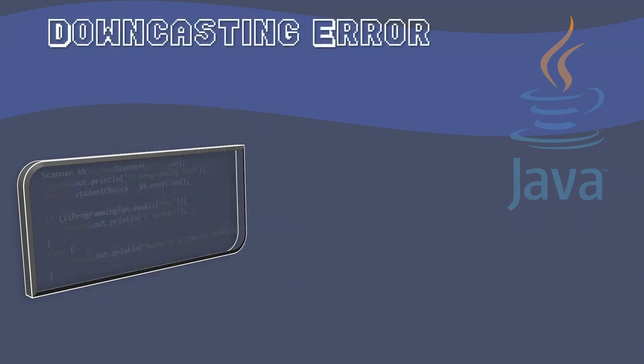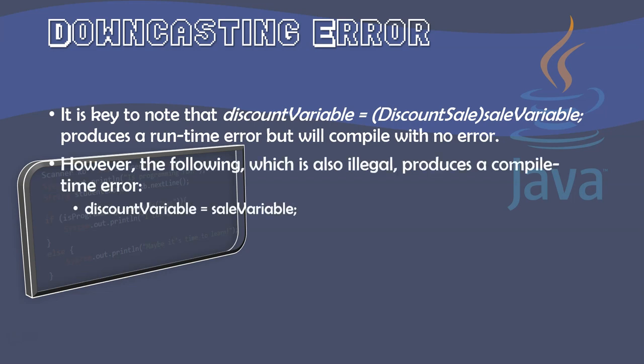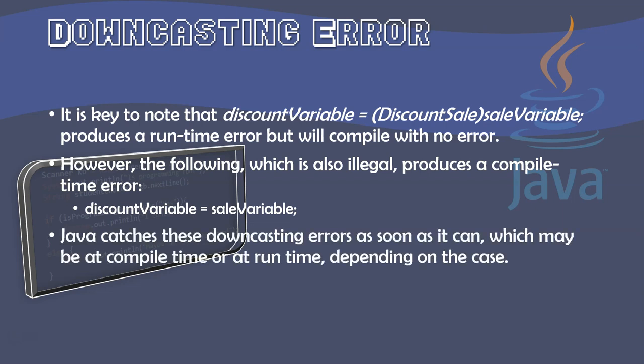Now, downcasting, of course, can lead to errors, as we just saw here. It's key to note that discountVariable equals (DiscountSale) saleVariable produces a runtime error. However, if you put it into your program, it's not necessarily going to give you a compile error. That's very interesting to note, because if we look at discountVariable equals saleVariable, this is actually going to get us a compile error. So not every error is going to be the same with downcasting. Java does its best to catch these downcasting errors as soon as it can, some at compile time, some when you actually run your code, depending on how it is used.